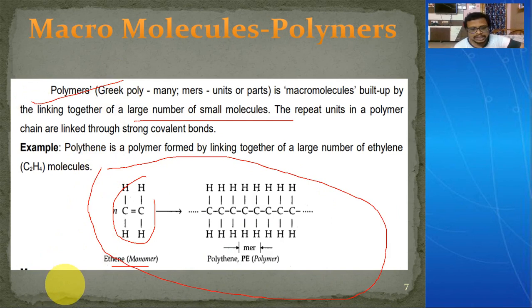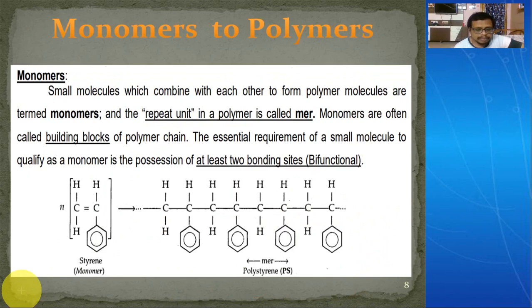Hope you understand this example, just breaking the bond. See here, two carbons are forming a chain-like structure. So what is meant by monomer? It is the small molecules which combine with each other to form a polymer molecule, which is a repeating unit. Let's take the example of styrene.